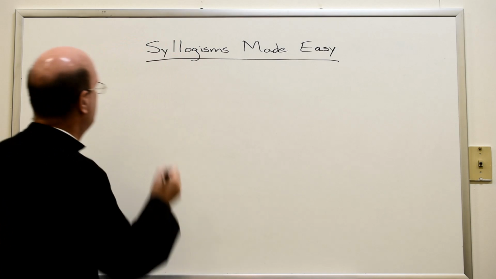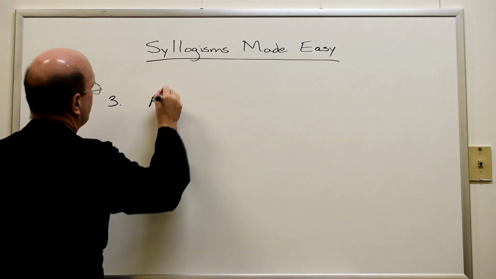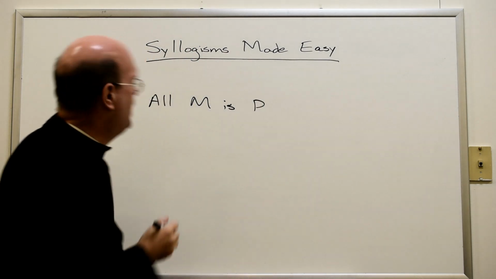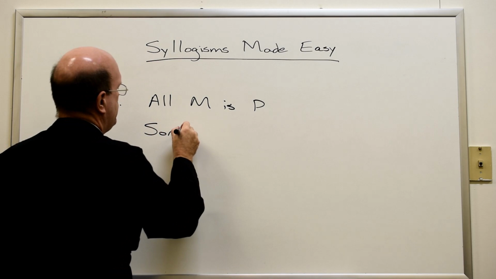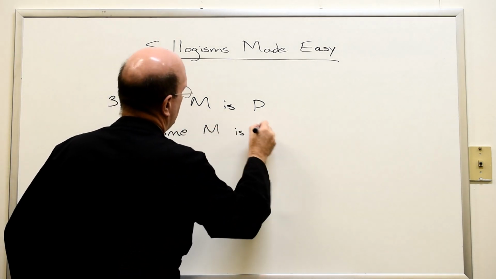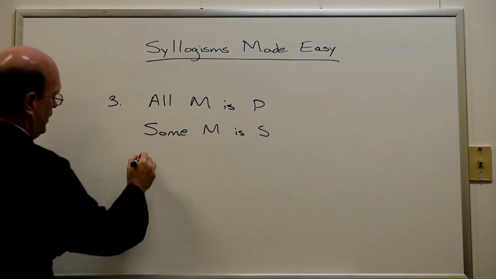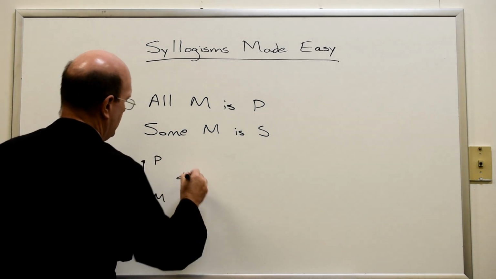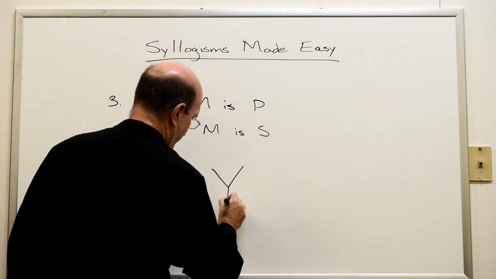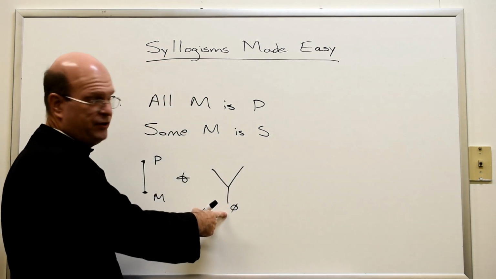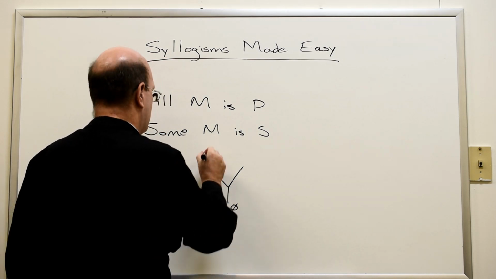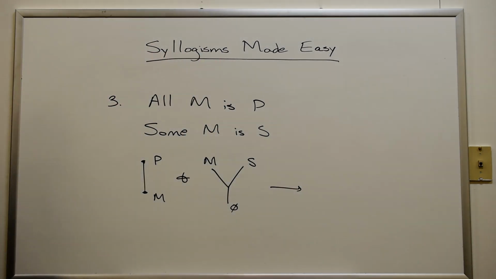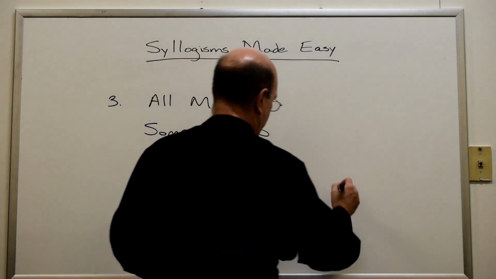How about all M is P, and some M is S. Well, all M is P, and some M is S, so they have something in common more than the empty set. There is at least one member that is both an M and an S. And again, we put these together. Well, let's just copy this one as a starter.